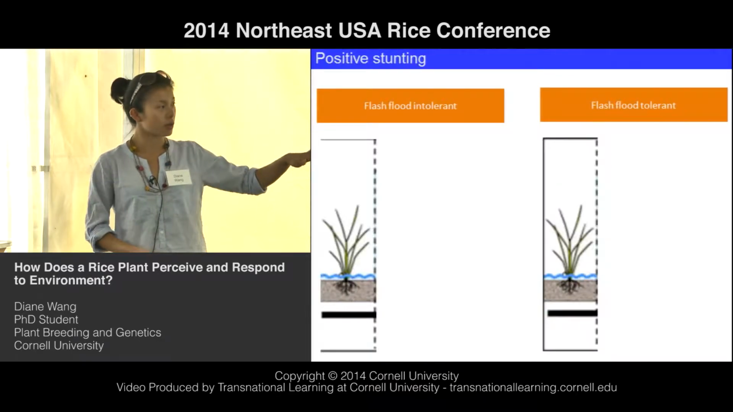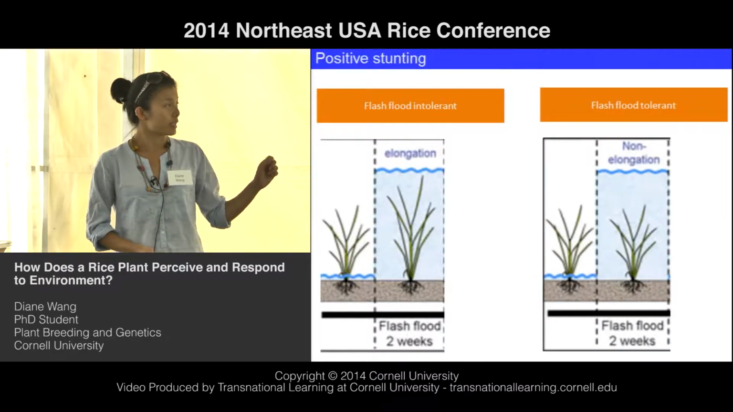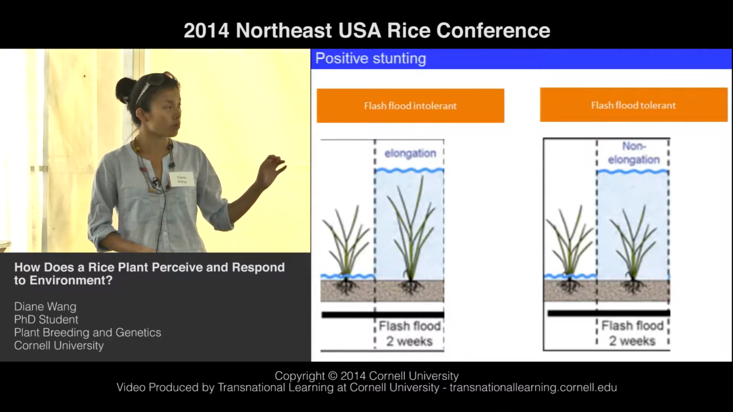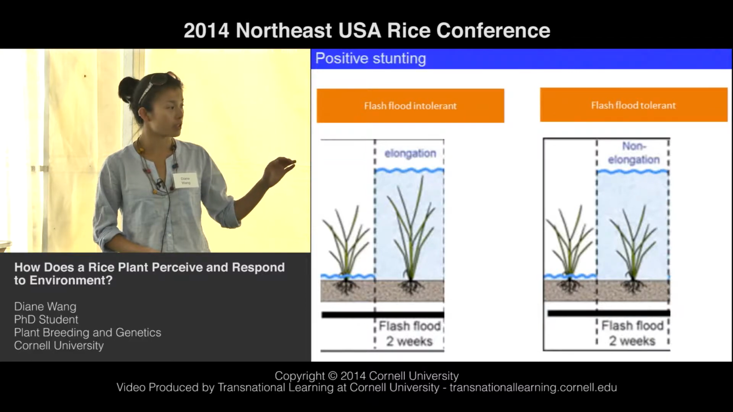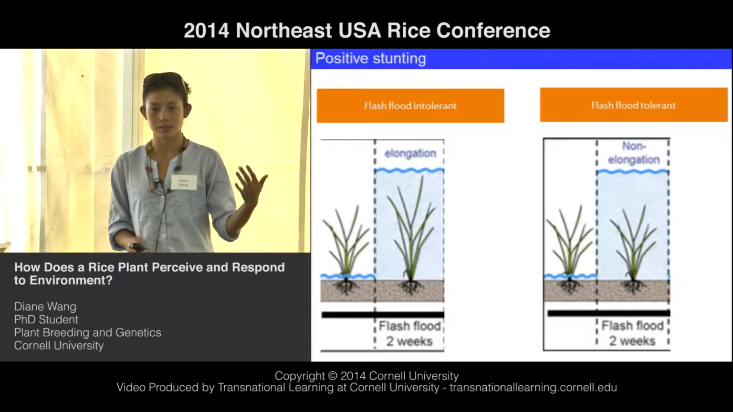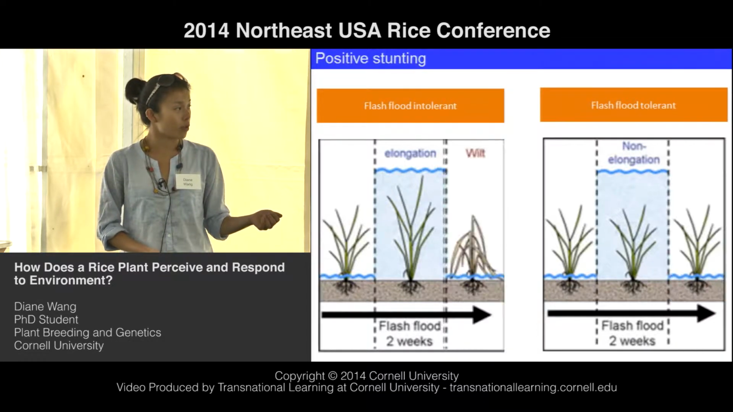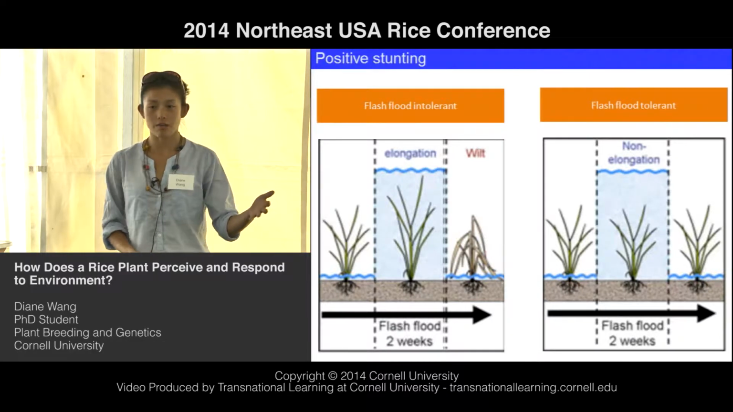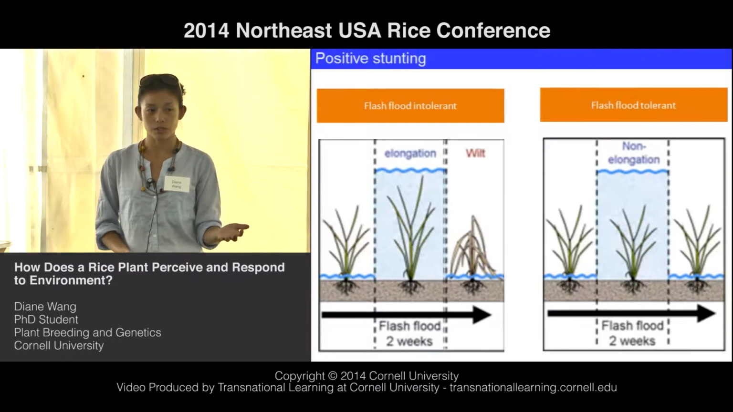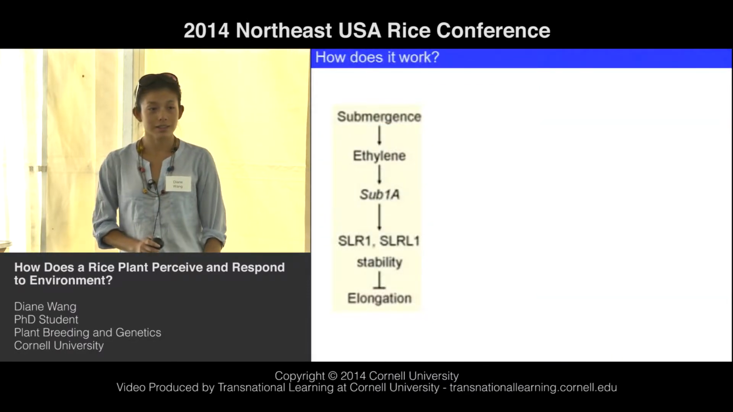And so they're both growing normally at seedling stage. The flash floods come, and the intolerant varieties elongate as a very normal response. And the tolerant varieties, rather than elongating, go into sort of a stunted, dormant state. So something is different about their mechanism that allows them to sort of go to sleep. And after the waters recede, rather than wilting, they have all this stored energy that they haven't used, which is really cool, actually.